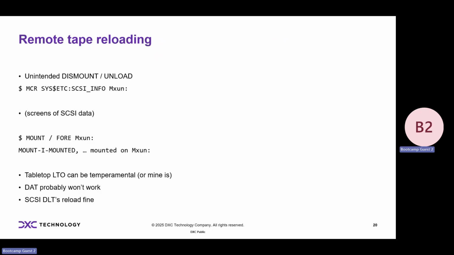Remote tape reloading. I only learned this one very recently. Whatever you run in a backup and way away somewhere, your tape gets unloaded. You've forgotten to use DISMOUNT/UNLOAD, and your tape has become unloaded. Phone somebody, oh, can you put the tape back in? Or you walk down the corridor. Well, there's a side effect of running SCSI_INFO. If you run SCSI_INFO against the tape drive, it will reload your tape.